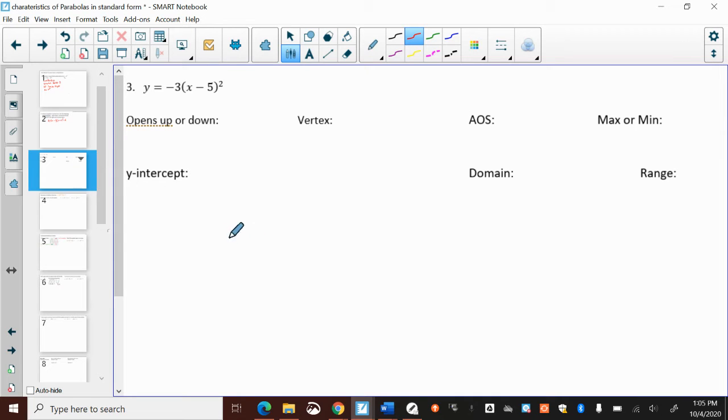All right, we want to describe the characteristics of this quadratic. It is in vertex form. Does it open up or down? Because of this negative, it means that it is opening down. The vertex comes from the h and the k. In this case, the k is a +0. And the signs are always opposite inside the parentheses. So the vertex will be 5, 0.